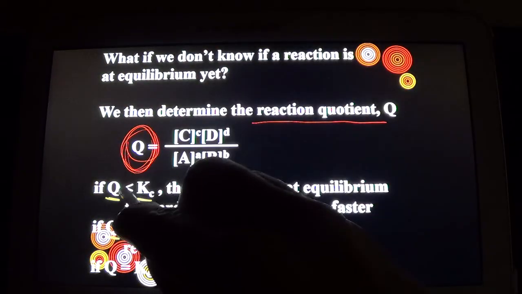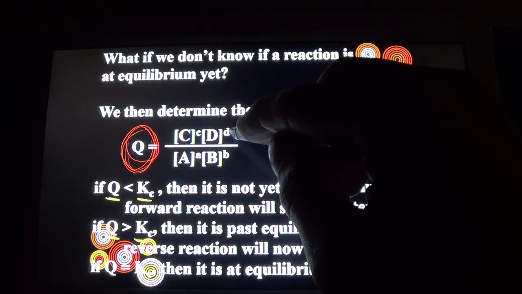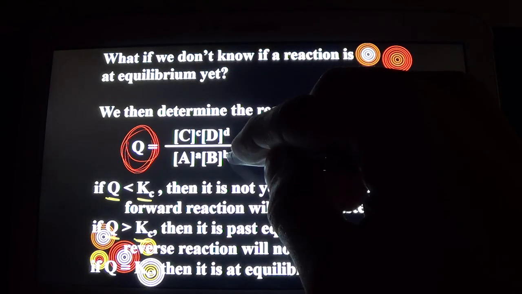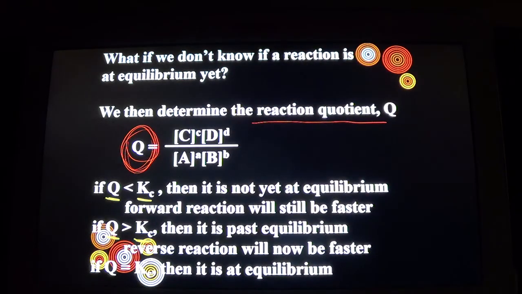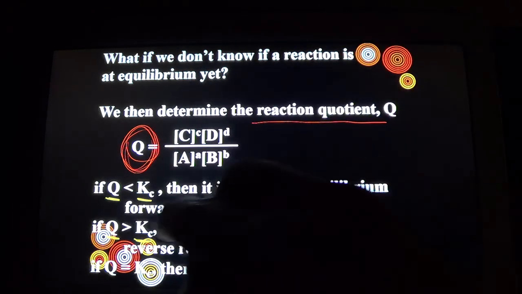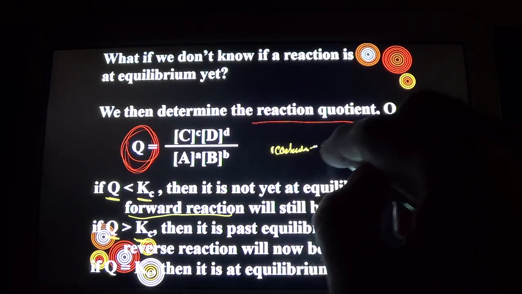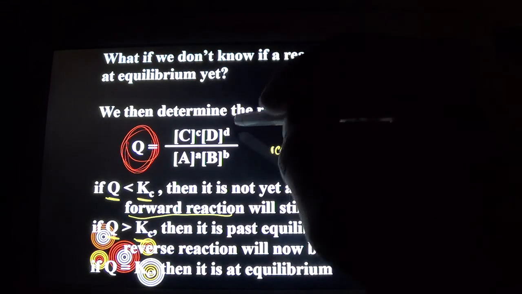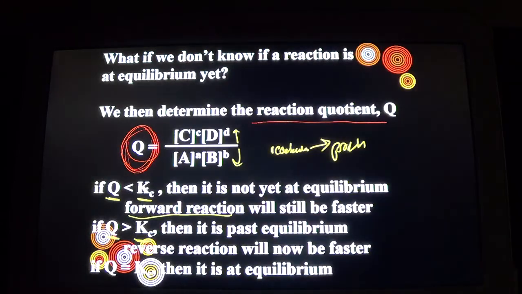So that if Q is less than K, why would Q be less than K? Less numerator, more denominator than K should have. You need a bigger number, so I need more numerator, less denominator. If Q is less than K, I don't have enough products yet to be at equilibrium, and I have not used up enough reactants yet to be at equilibrium. So what that means is the forward reaction would still be going. That is, we would go from reactants to products. We would continue to do that to drive up the numerator and reduce the denominator until Q equaled K.